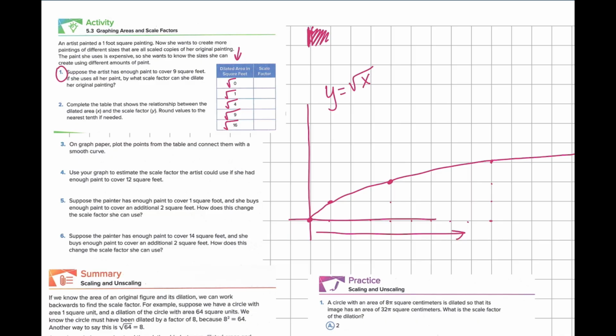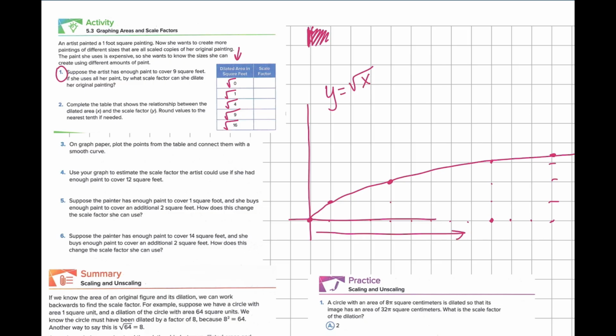Use your graph to estimate the scale factor that the artist could use if she had enough paint to cover 12 square feet. So here's 9, 10, 11, 12. So up to maybe about 3.5-ish, I would think. Write that down for number 4. That would be the scale factor there.